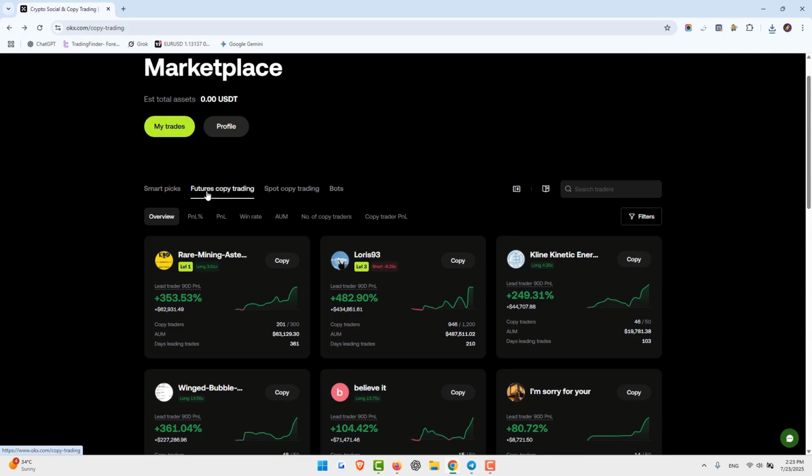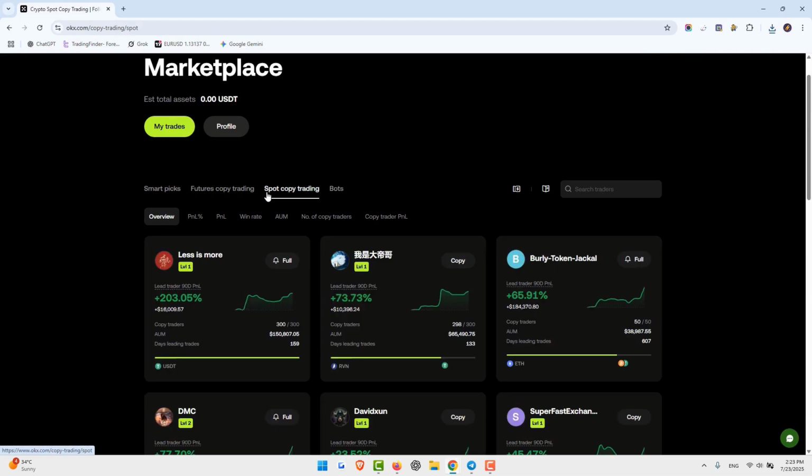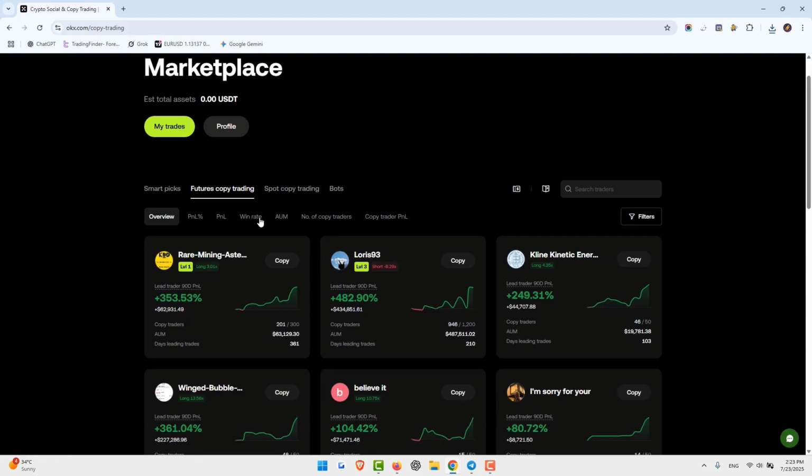First, you choose your market between futures or spot here. Then you can find your desired trader based on the various filters available in this section. And using this search bar, you can look up the name of your desired trader.